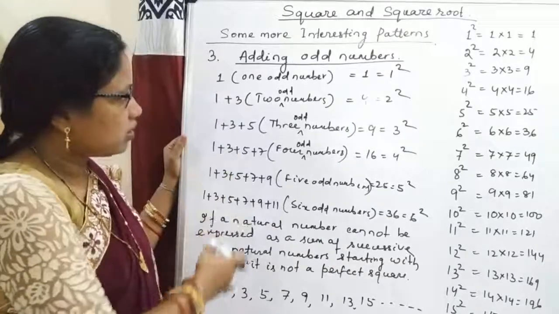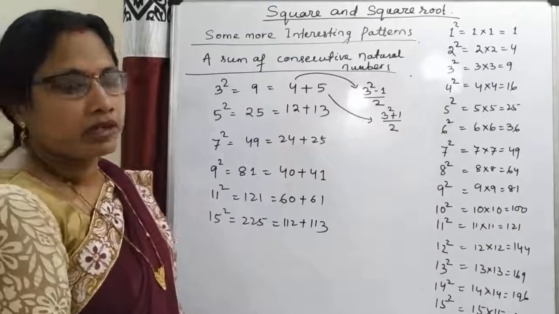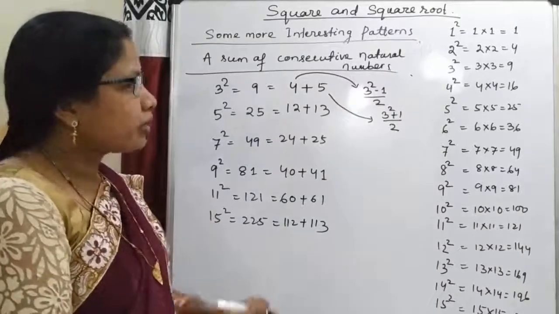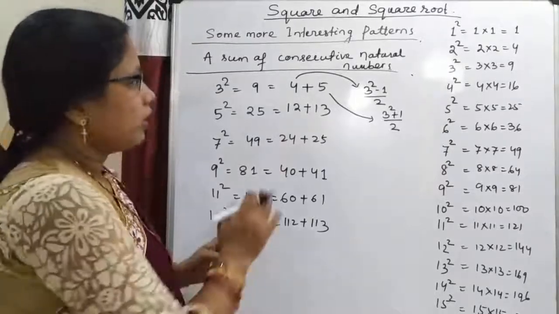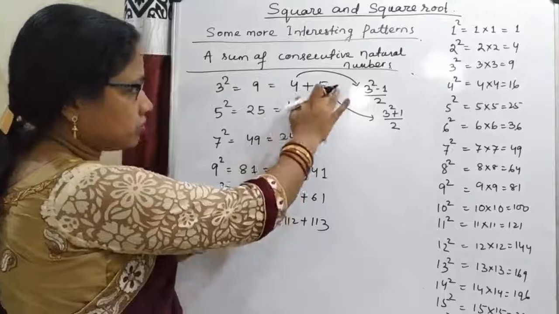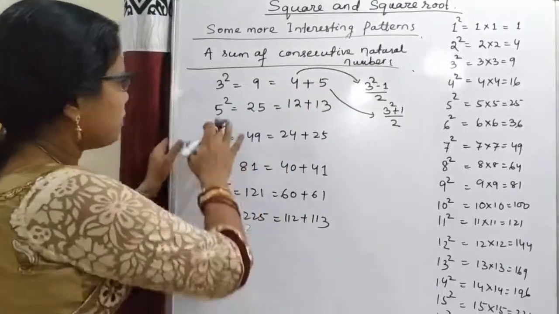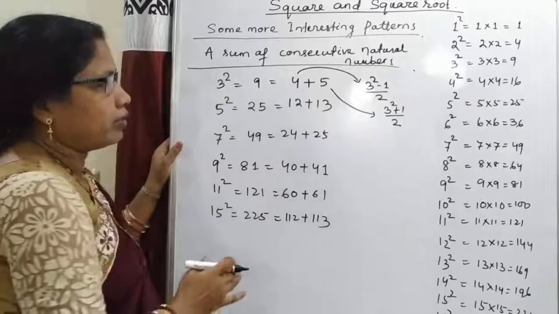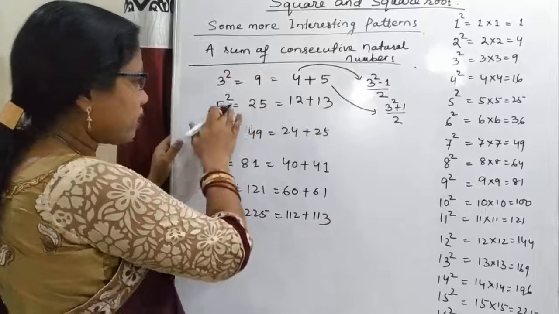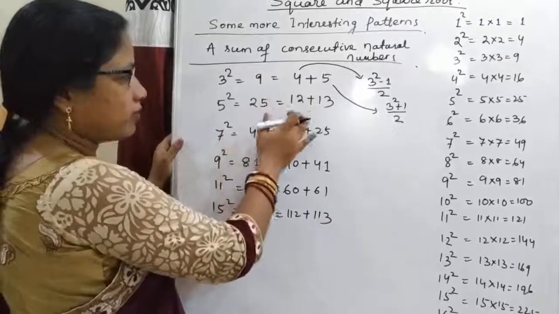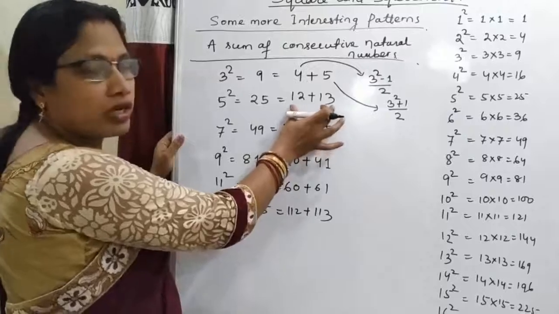So this is the next pattern, a sum of consecutive natural numbers. How to represent the square of an odd number as a sum of consecutive numbers. That means 3 square is equal to 9. We can express it as 4 plus 5. Again 5 square is equal to 25. So that is equal to 12 plus 13. The sum of two consecutive numbers.